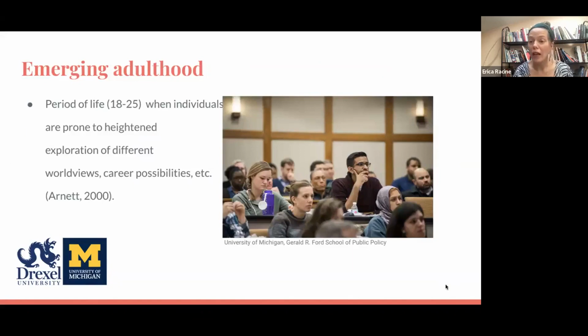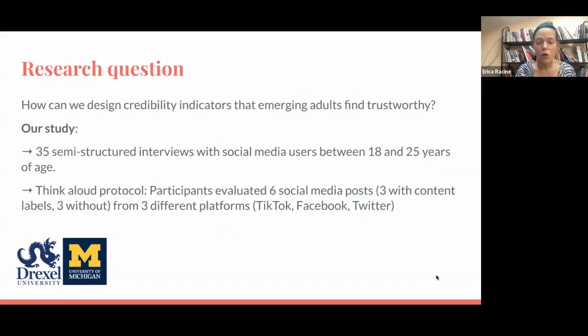So the population that we're looking at in our study is emerging adulthood, a period of life between 18 to 25, when people tend to be really exploring different worldviews or maybe getting training or education and really need access to trustworthy information. And so since younger people have shown to be less influenced by credibility indicators, our research question is, how do we design credibility indicators that emerging adults will find trustworthy?